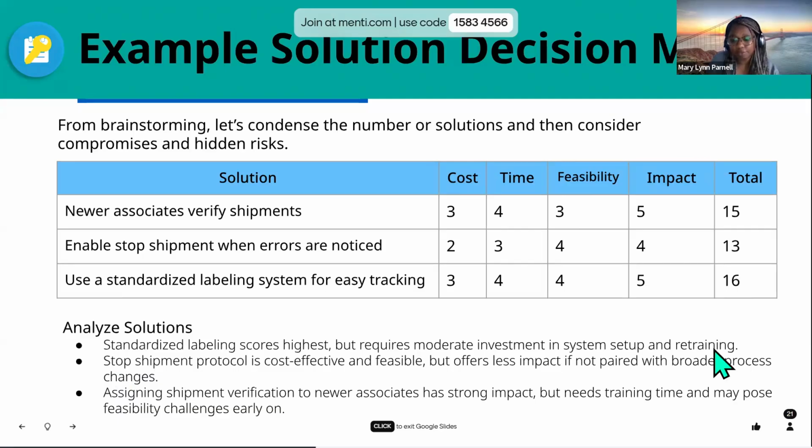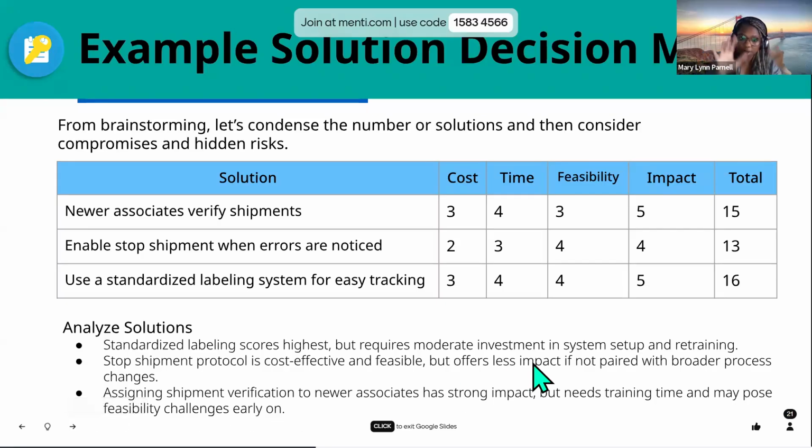So as we analyze this information, similar to our work with our tech study, standardized labeling scores highest, but requires moderate investment in system setup and retraining. What are the numbers telling us? We're looking at stop shipment protocol as cost effective. As you can see, it's the one that costs the least, but offers less impact if not paired with broader process changes. And then the other one is assigning shipment verification to newer associates, which has strong impact, but does need training and time and may pose feasibility challenges early on.